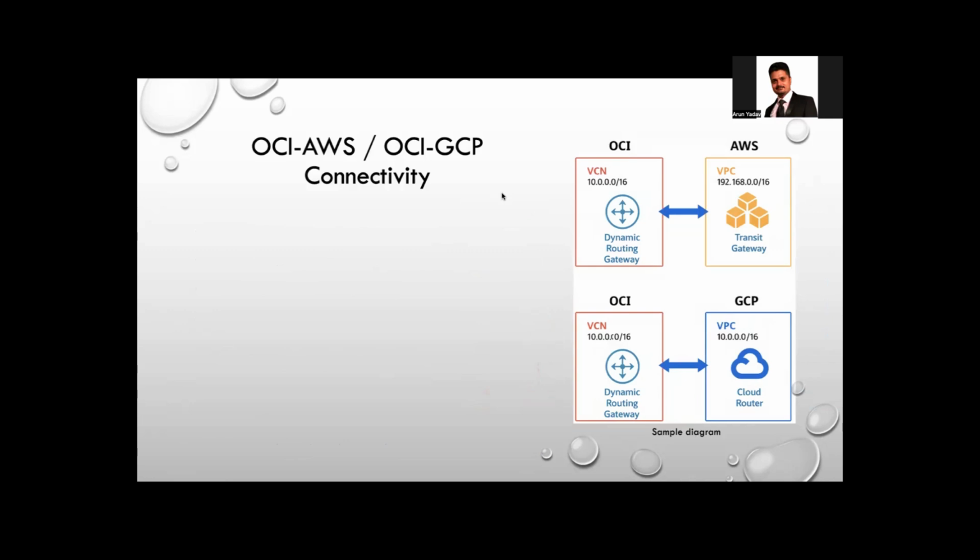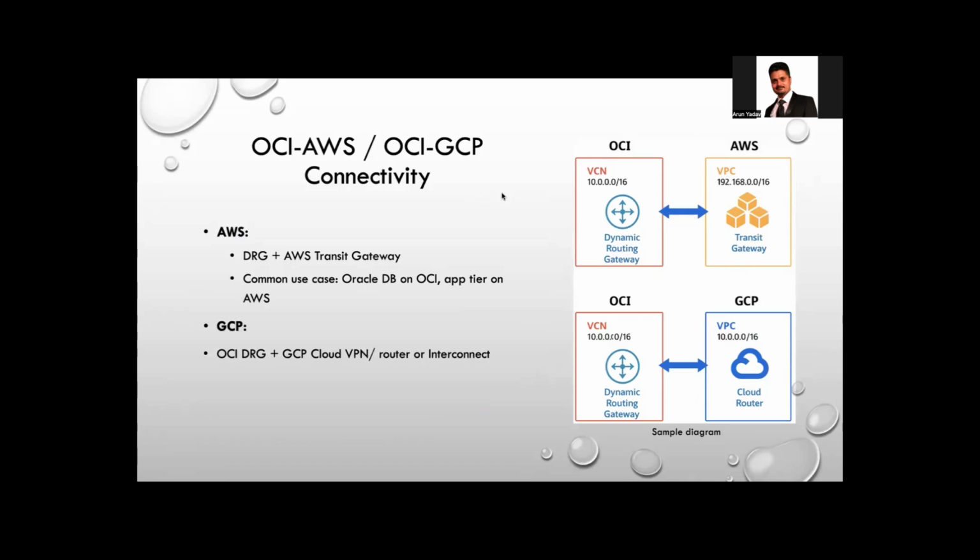What about now OCI to AWS or OCI to GCP connectivity? For connecting AWS, you can use a combination of dynamic routing gateway on the OCI side and AWS transit gateway for scalable routing. For connecting the Google Cloud, you can use a combination of dynamic routing gateway on the OCI side and the GCP Cloud Router or a partner interconnect with BGP routing. GCP's shared VPCs help centralize routing, and OCI DRG will help manage the outbound and inbound traffic. This is the reference link for you to seek more into how to access the Google Cloud Platform from within OCI.